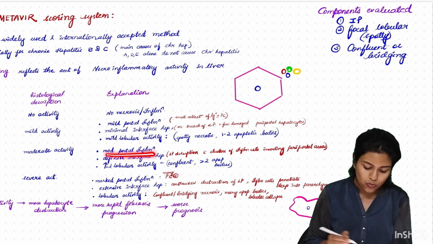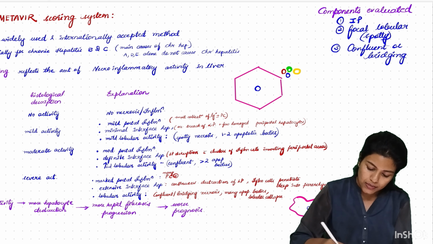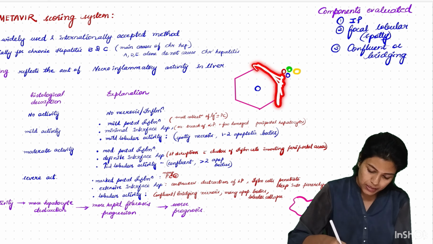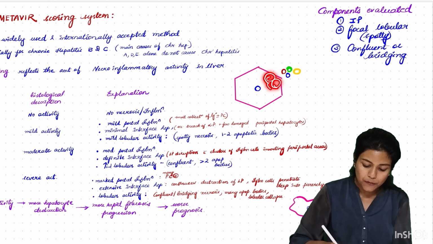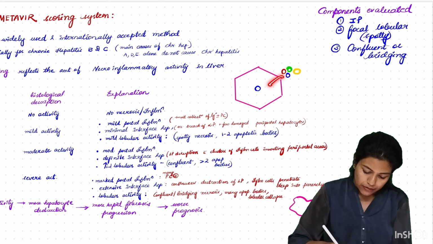So, there's moderate portal inflammation. Interface hepatitis is definite, meaning it will disrupt this limiting plate, and a cluster of these inflammatory cells will invade onto this periportal area.